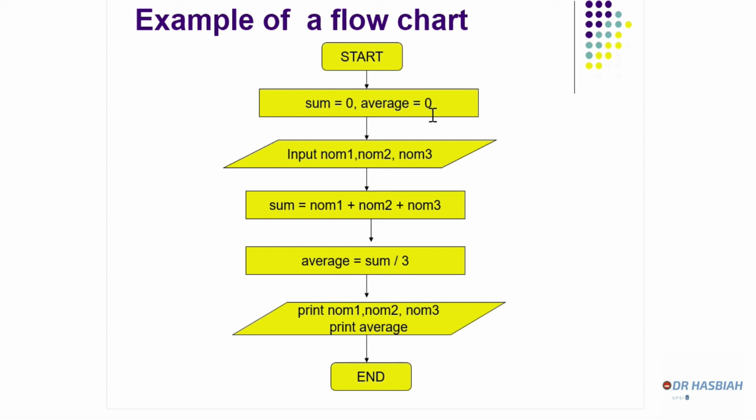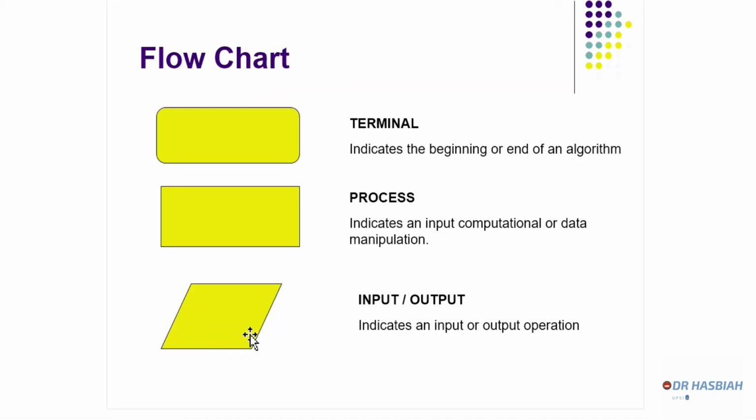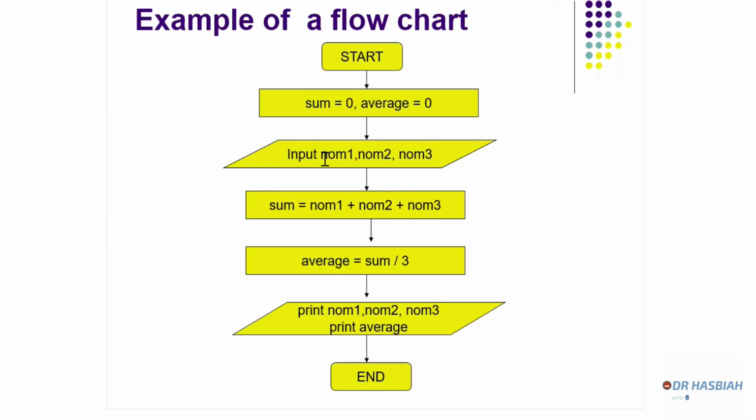Then we input num1, num2 and num3 because these are the numbers that we want to input. If you want to input, you use this symbol, so I use this symbol: input num1, num2 and num3. Then after you get all these numbers, you want to total up the numbers: sum equal to num1 plus num2 plus num3. I use the process symbol.